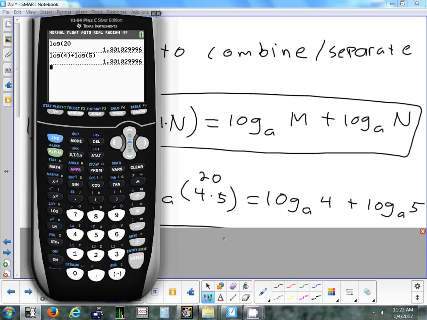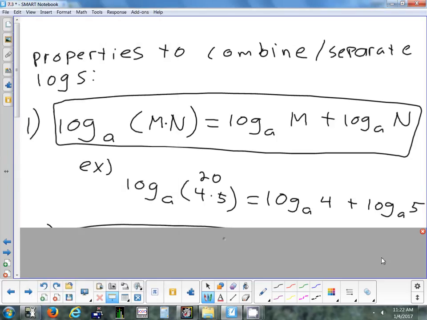Anybody think of a different way you can multiply to get 20 besides 4 and 5? 2 and 10. Yeah, you could do 2 and 10. So if you did 2 and 10, it would look like this. What I'm trying to show you is there's more than one way to split it apart. Any two numbers you can think of that multiply to give you 20. You could do 40 and 1/2, because 40 times a half is also 20. Okay. So any questions on taking a product and splitting it apart as a sum?